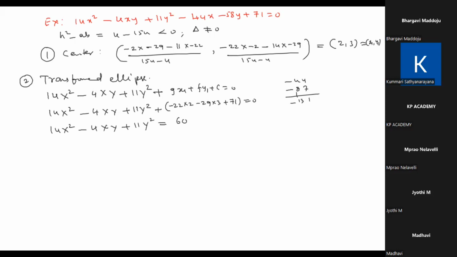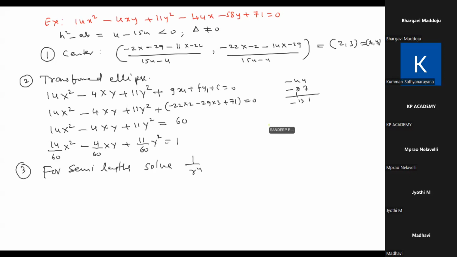Yes. Now you divide by 60. 14 by 60 x square minus 4 by 60 xy plus 11 by 60 y square is equal to 1. Yes. Now you have to find the lengths of the semi-major and semi-minor axes. For that you have to solve this equation, right, for the semi lengths.